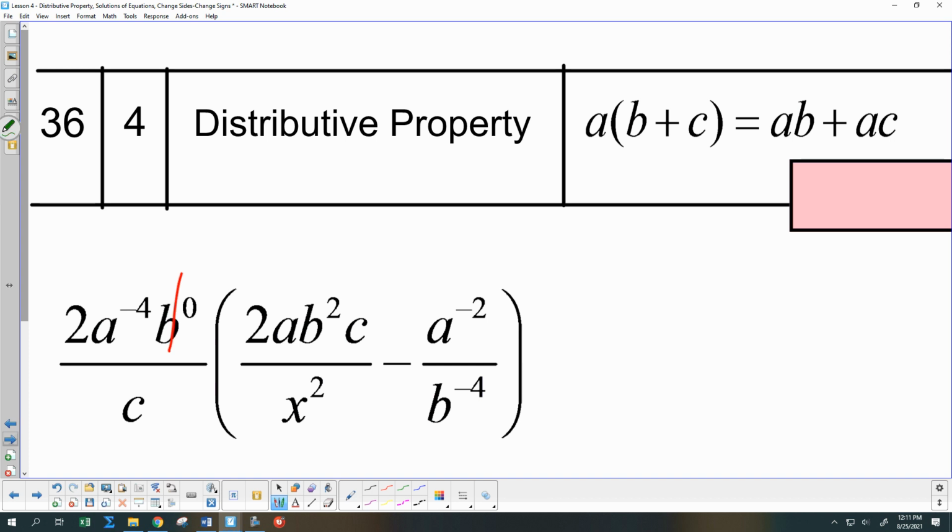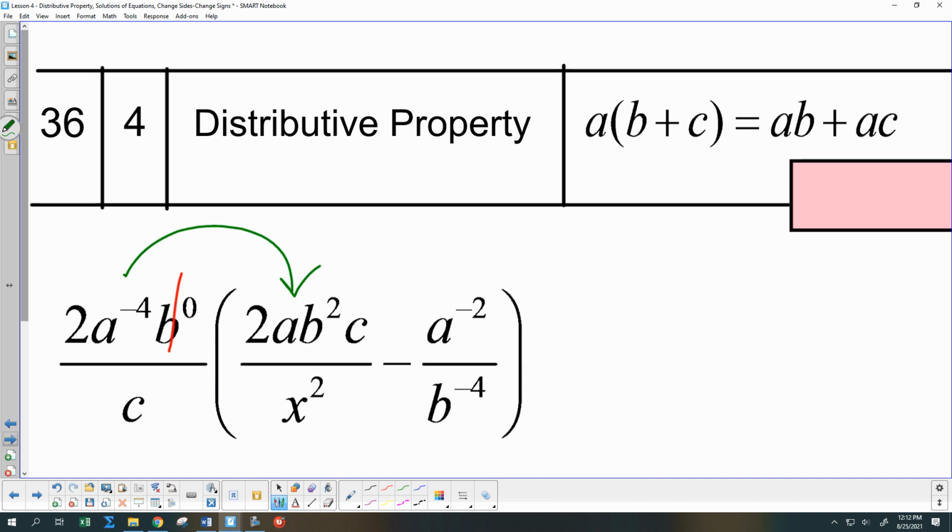Now I need to do my distributing, so I'm going to take this whole thing times the first piece. And it is your choice on this. If you want to go ahead and put the a to the 4th down here, that's fine. You don't have to. You could do that at the end.